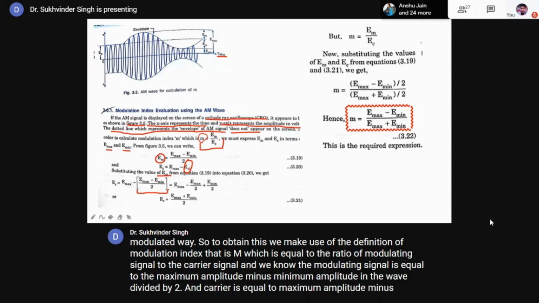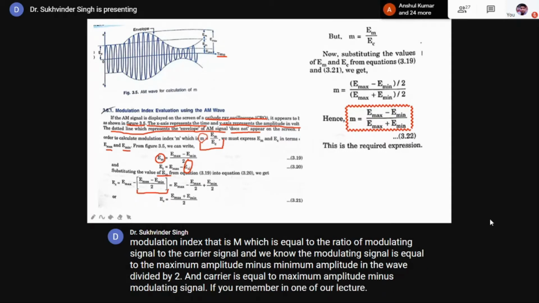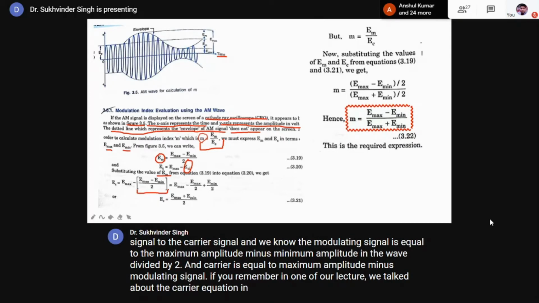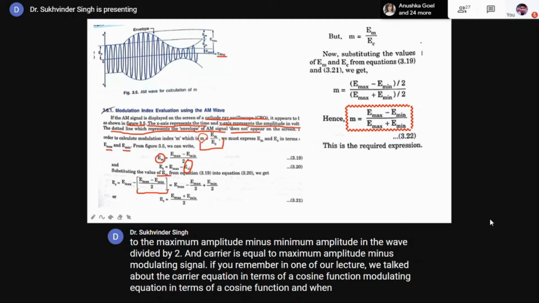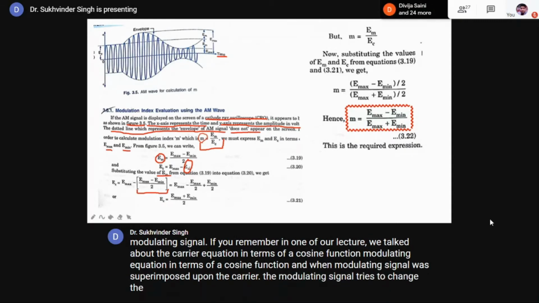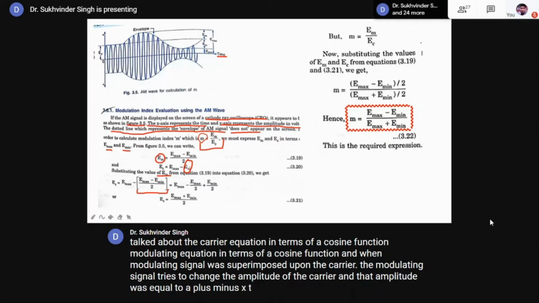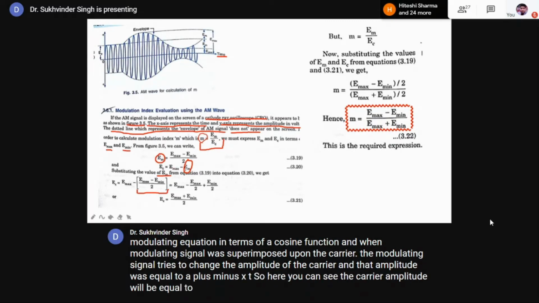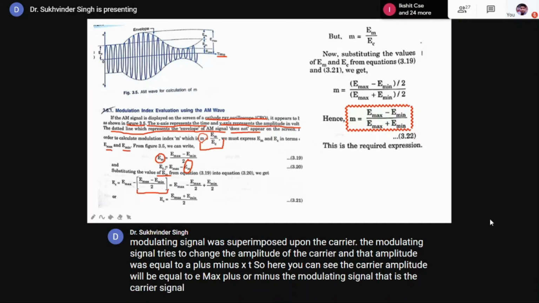If you remember, in one of our lectures, we talked about the carrier equation in terms of a cosine function, and the modulating equation in terms of a cosine function. When the modulating signal was superimposed upon the carrier, the modulating signal tries to change the amplitude of the carrier, and that amplitude was equal to A plus minus xt. So here you can see the carrier amplitude will be equal to E max plus or minus the modulating signal, that is, the carrier signal will change accordingly the amplitude of the modulating signal.